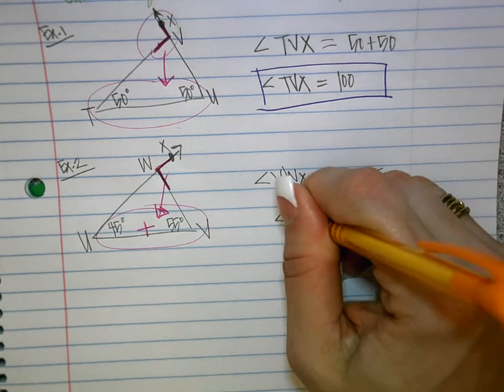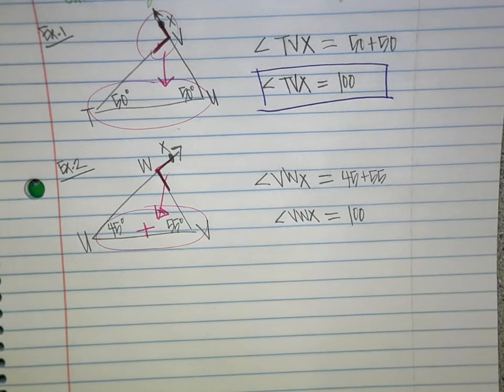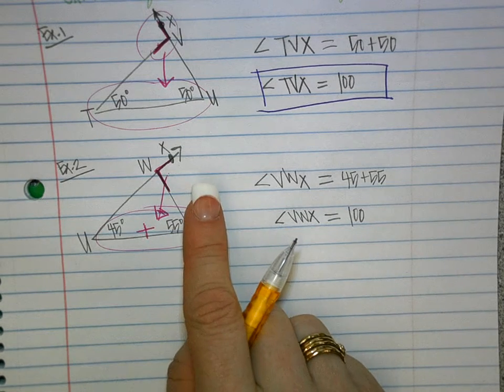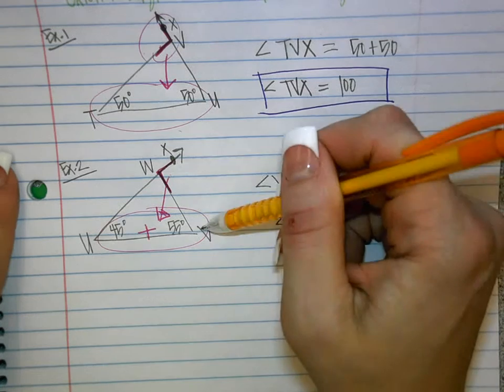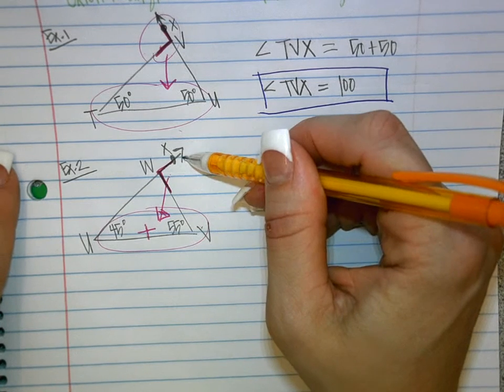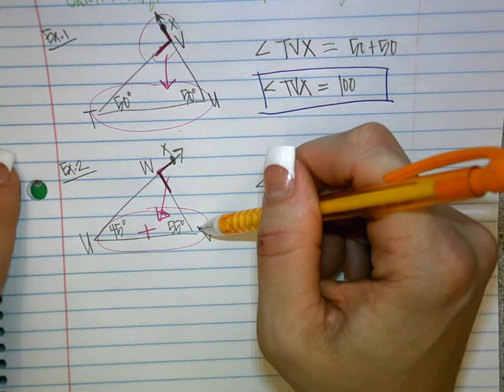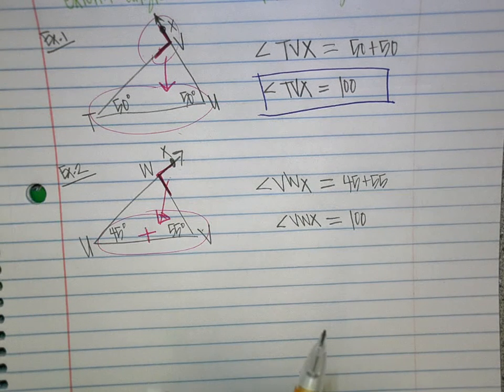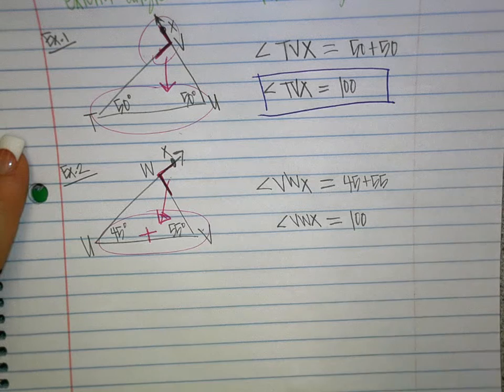So angle VWX. Now, technically, this angle could be named two different ways. You could go V to W to X, or it could be X to W to V. Doesn't really matter if it's written forwards or backwards. It's kind of like if I say my name is Kristen Kuhn, or on a roll sheet, it's Kuhn, comma, Kristen. It's still the same name, just written in a different order. Still the same thing though. So here, that's your answer.